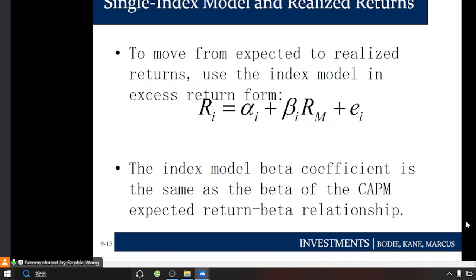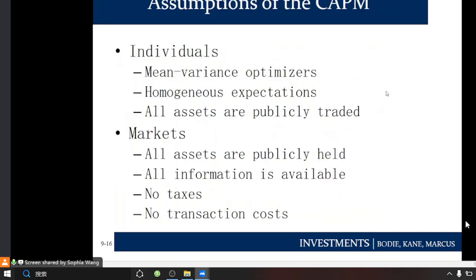And if you get the parameters for beta, Rn, then you can find that the index model beta coefficient is the same as the beta of the CP model. And we can calculate, and this is more reliable than the original CP model. Okay, this is the single index model.